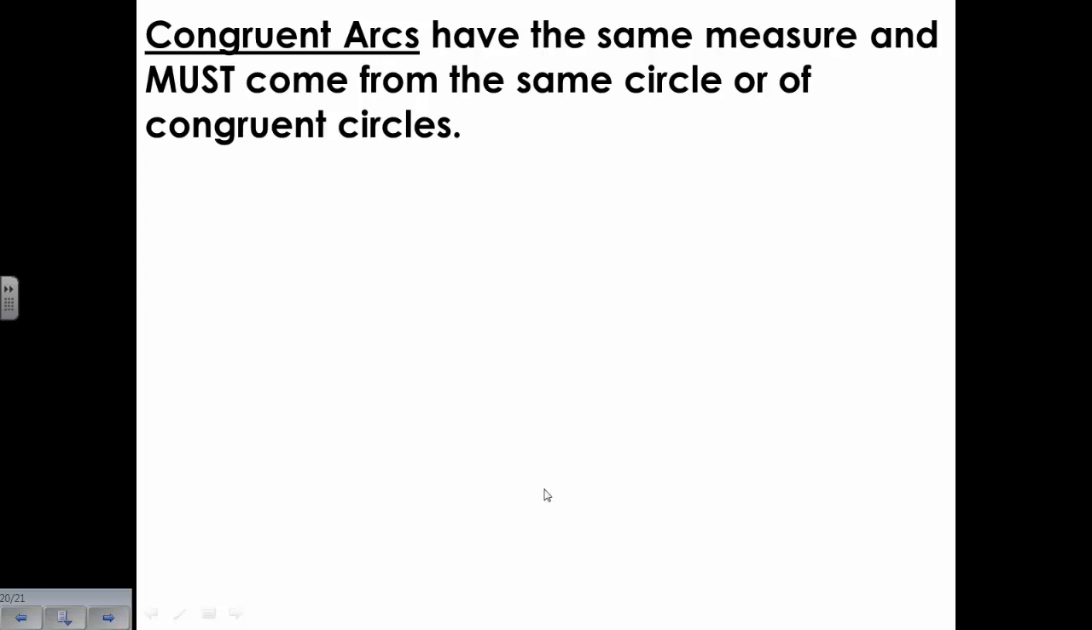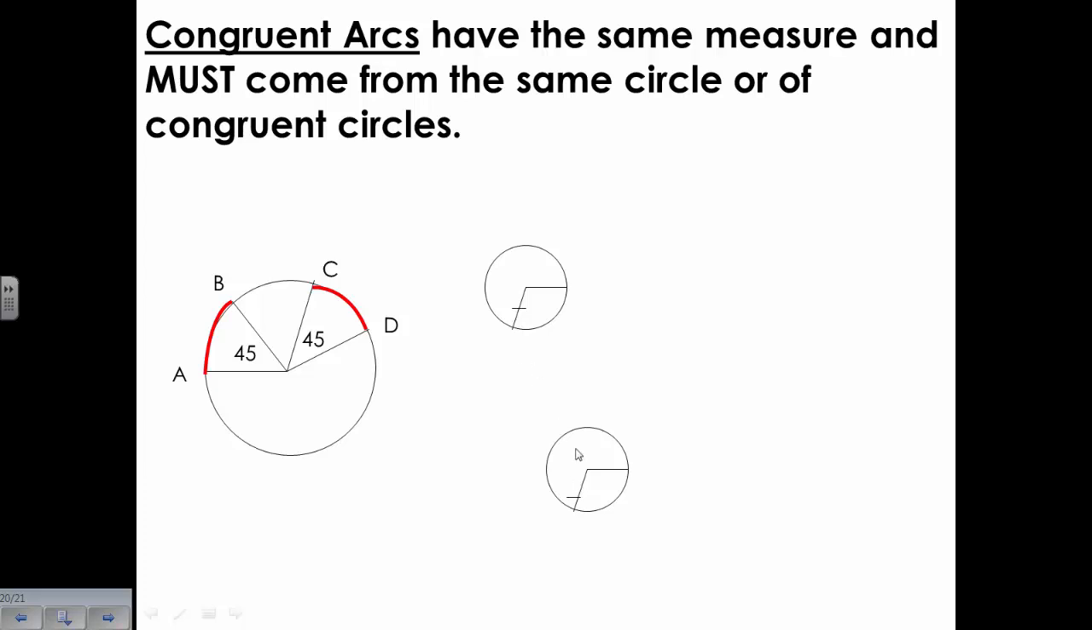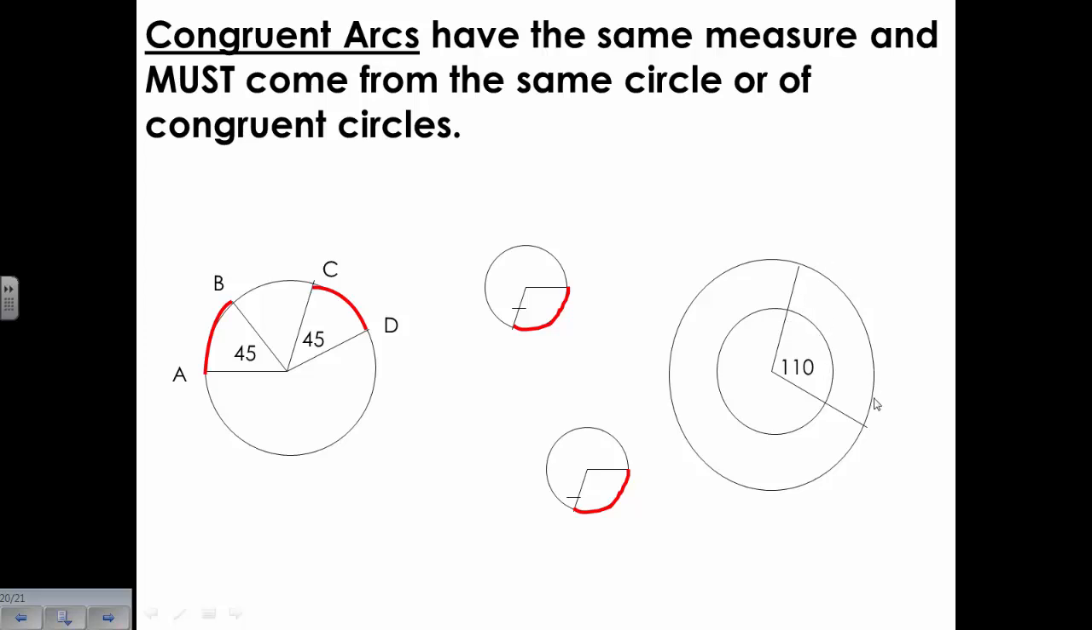All right, congruent arcs have the same measure and must come from the same circle or from congruent circles. So in this picture, if I know that these angles are the same and they're both central angles, then I know the arcs would be the same. If I have two different circles, but the radius has been marked the same in both, then I would know that these arcs could possibly be the same. It would not be possible in this particular picture to show that these are congruent. They are not, because the radius is not the same.